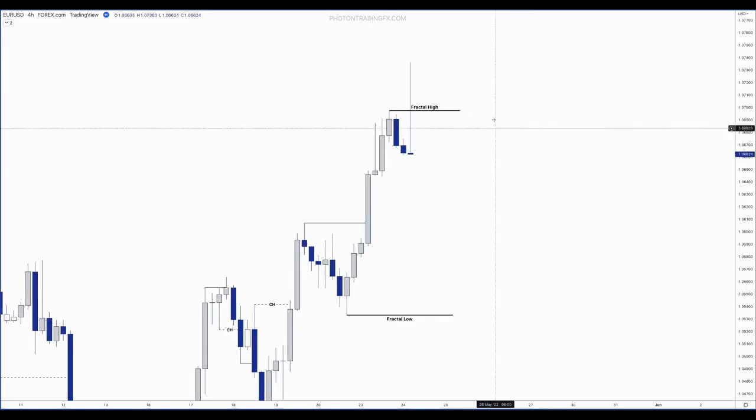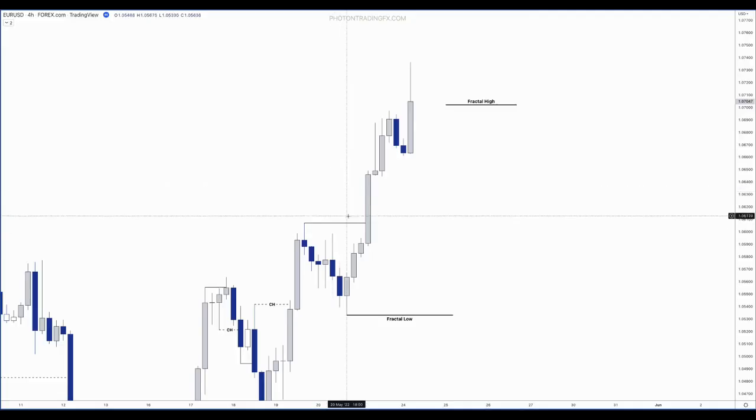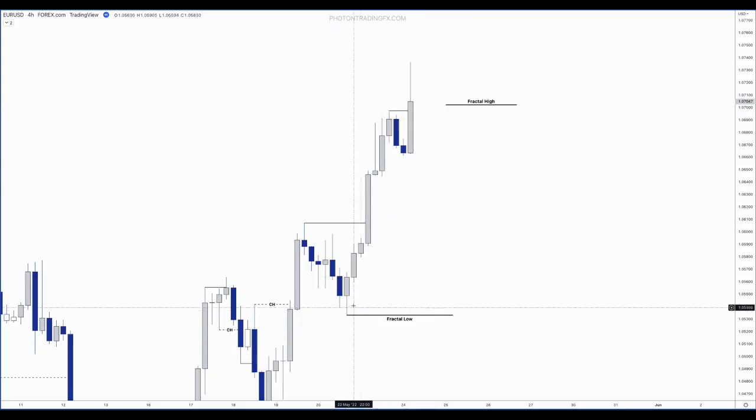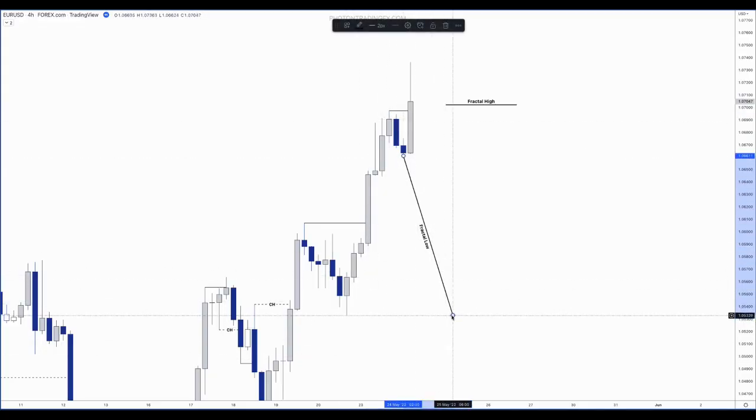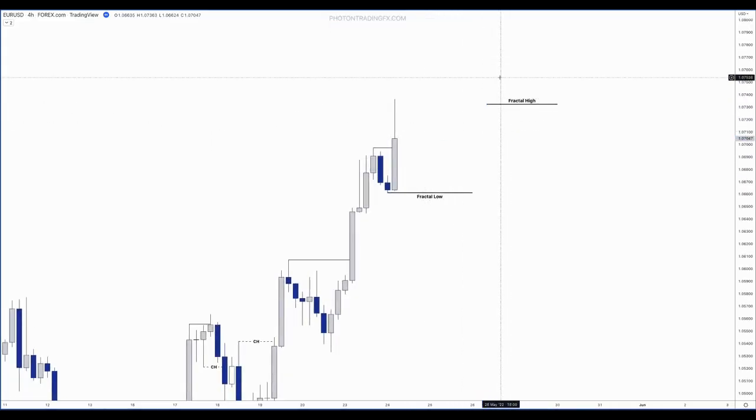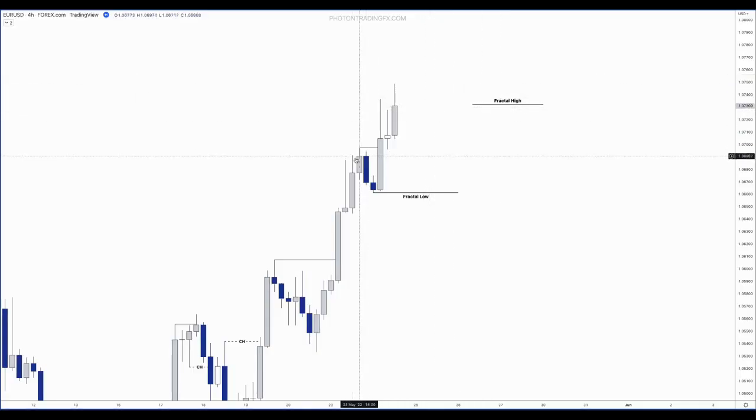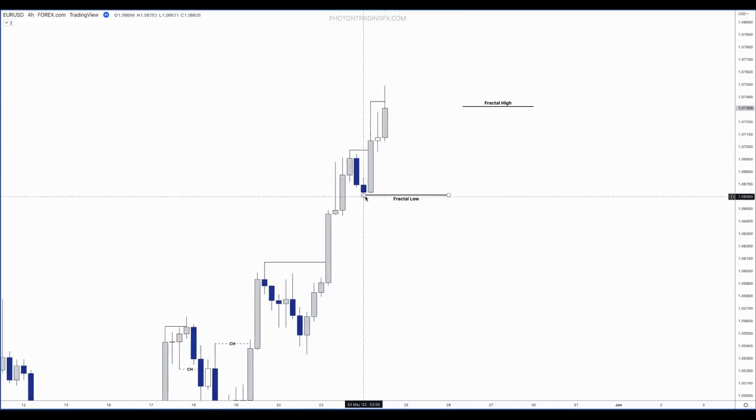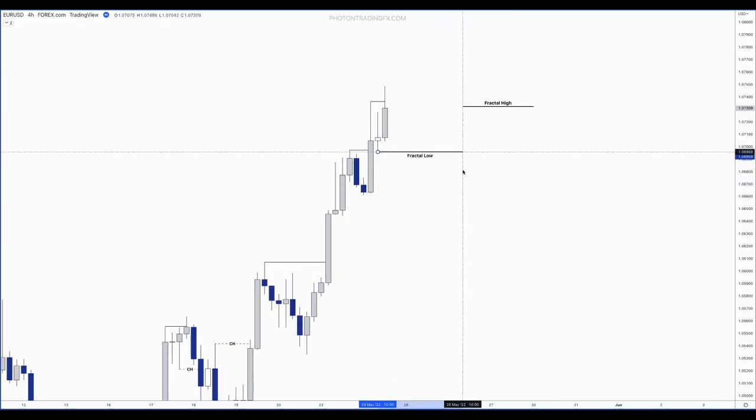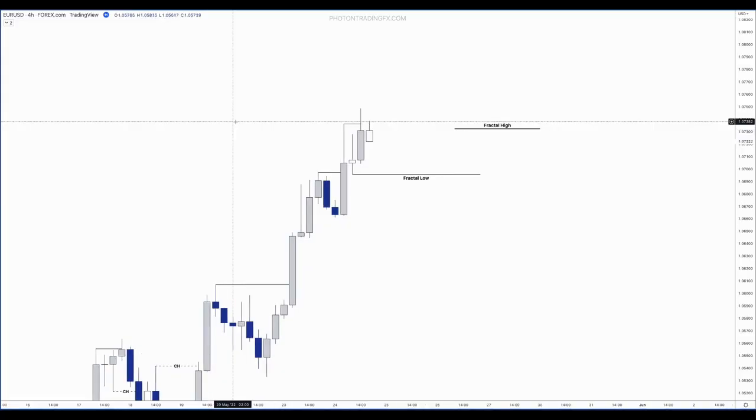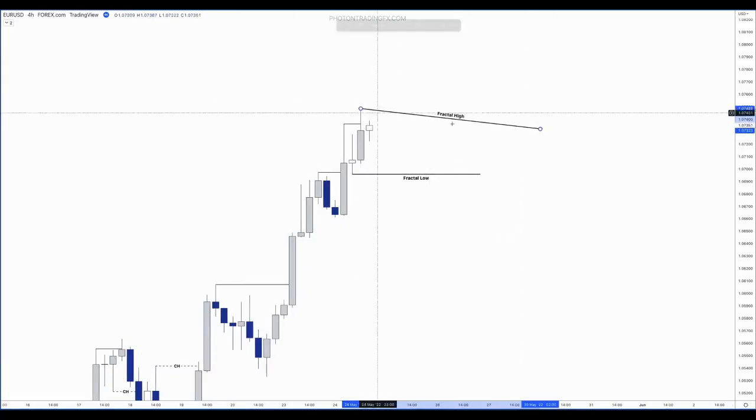Now we pull back and then we break the structure to the upside. So then we have a continuation. All right. And then this becomes our fractal low, as this was the last candle to fail to break the previous candle's high. Cool. So we pull back. You see, sometimes if you go really quickly, you can miss things, but we had that continuation, right? Price pulls back, so we had the fractal pullback, and then we continue to the upside. Inside bar was the last candle to fail to break the previous candle's high, so that becomes our fractal low. So we pull back, so this becomes our fractal high.